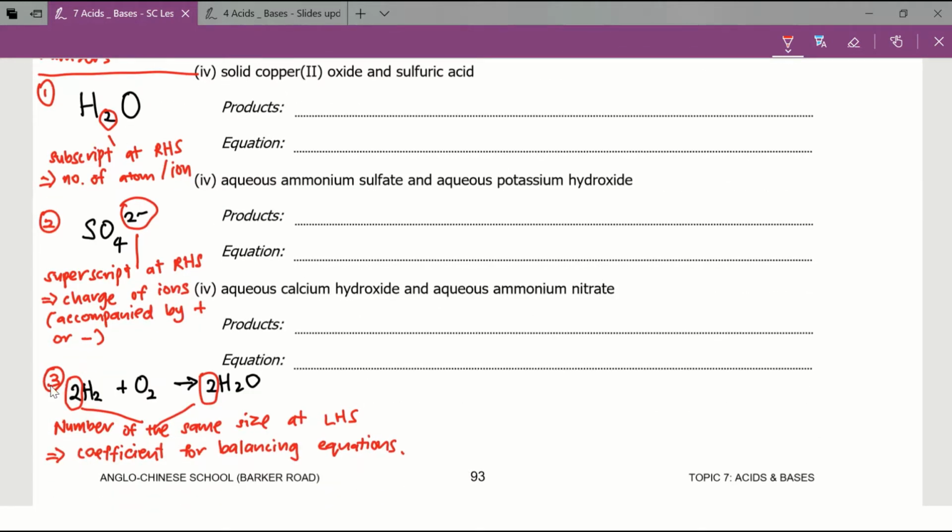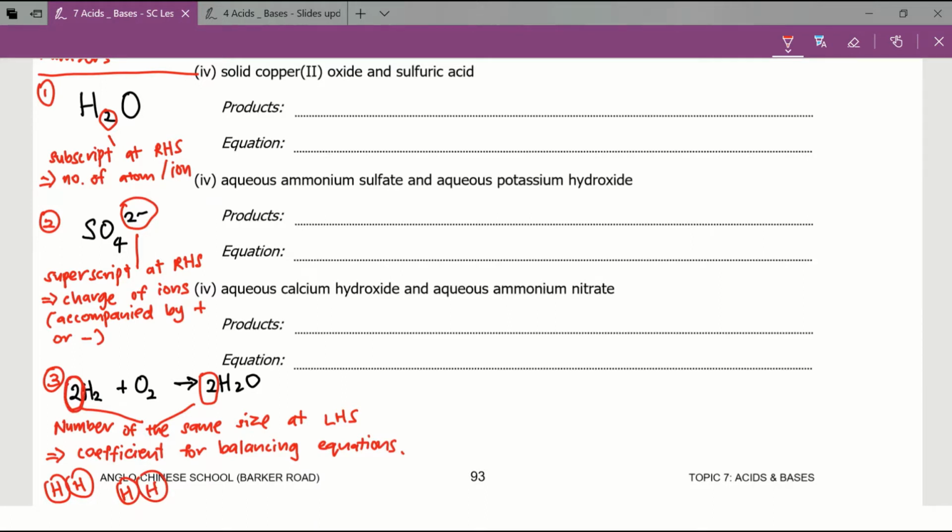Number three, and this is the common mistake that a lot of you make. If you're writing a number that is of the same size as the alphabets of the chemical formula, this can only be written at the left hand side of the chemical formula. When you write something like this, it means that it's the coefficient that is used for balancing equations. So writing a 2 next to H2 in this case means that I have got two molecules of hydrogen gas, two sets of H2 molecules. This is what this 2 over here means.